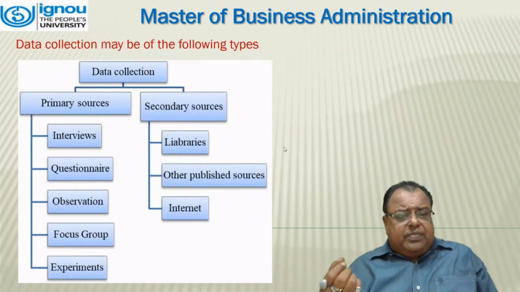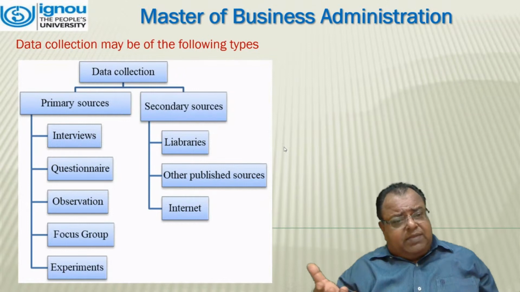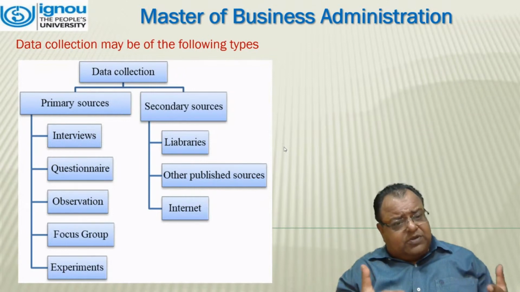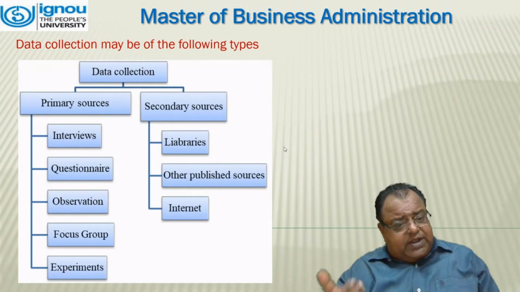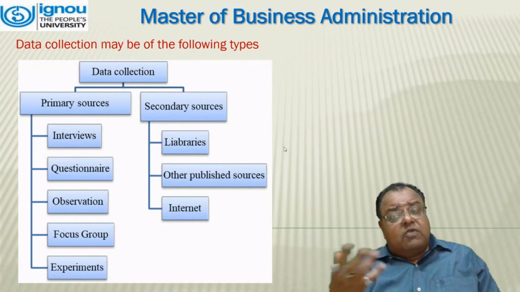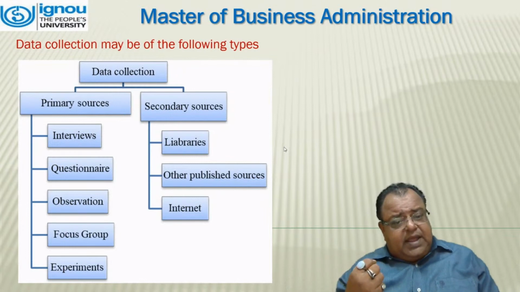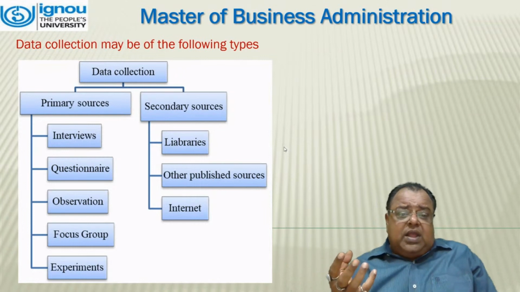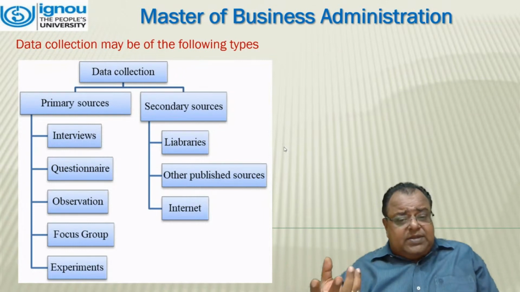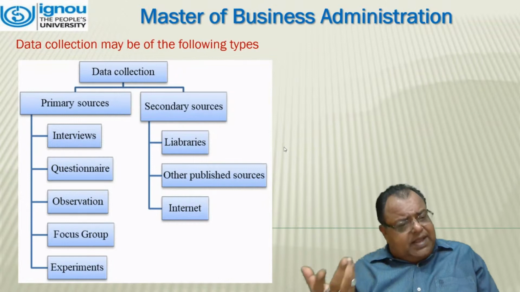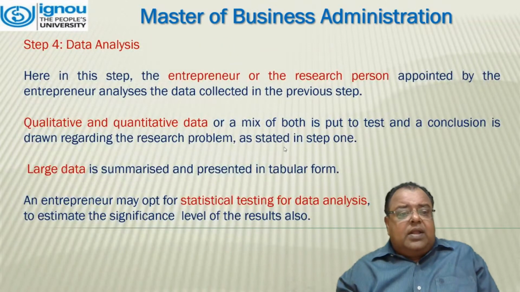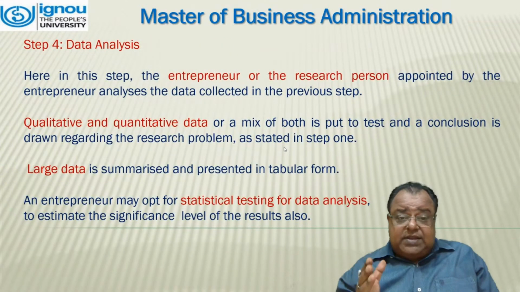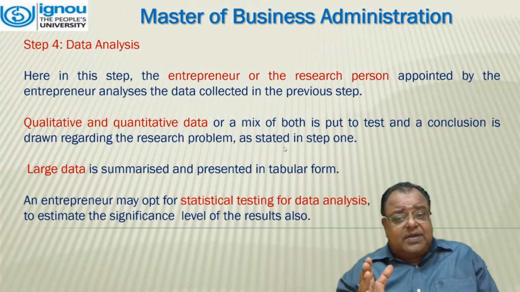Data collection may be of the following types. If we talk in terms of sources, primary sources of data collection are interviews, questionnaires, observations, focus groups, and experiments. And as far as collecting secondary data is concerned, the different sources are libraries, published sources, and the internet.